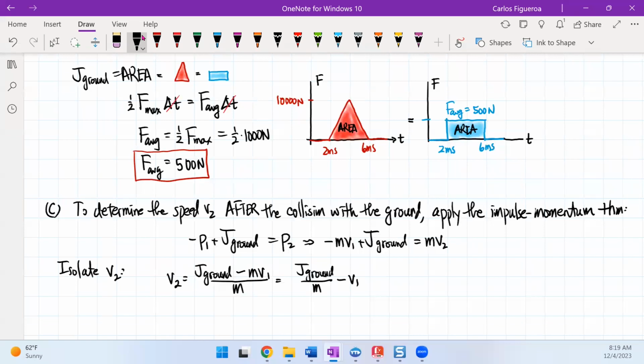So now if I put in my numbers, this is going to be 2 newton seconds divided by 0.2 kilograms, minus 6.3 meters per second. And I get that this value is 3.7 meters per second. And that's going to be the speed after the collision.